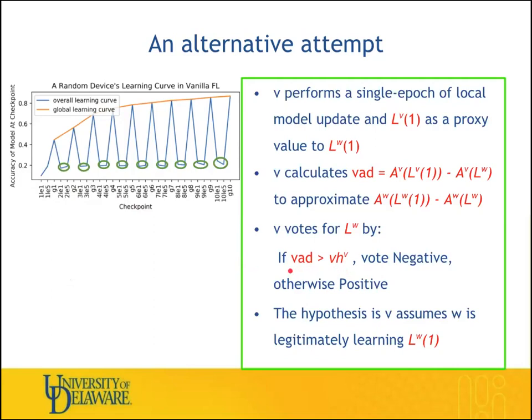Suppose the VED exceeds this limit, which means it produces a high local accuracy drop. Under the premise that V assumes that W is legitimately learning the first epoch, in that case, V proves by contradiction that W is not doing legitimate learning.